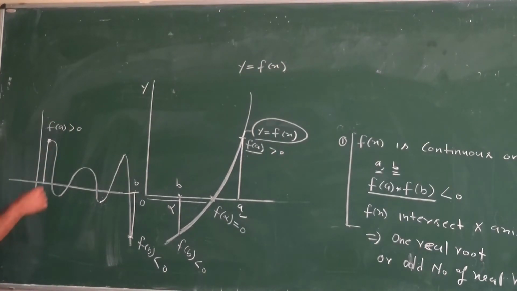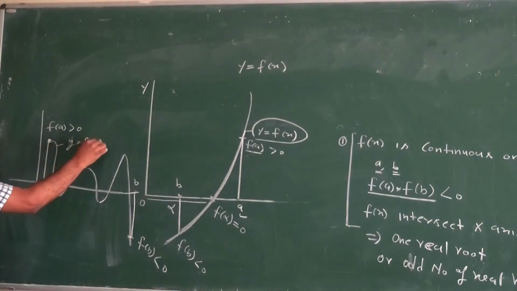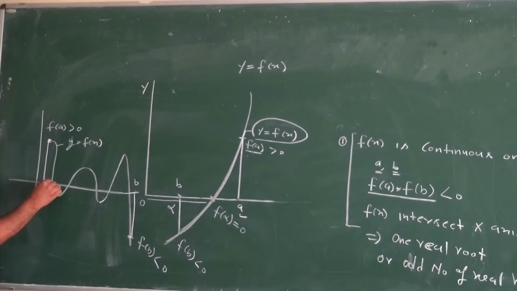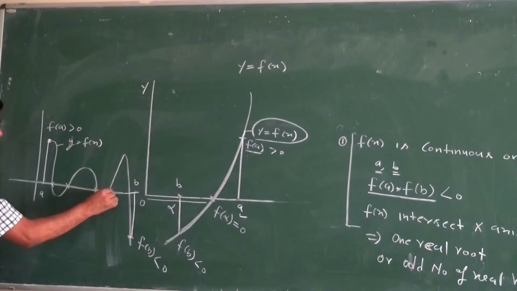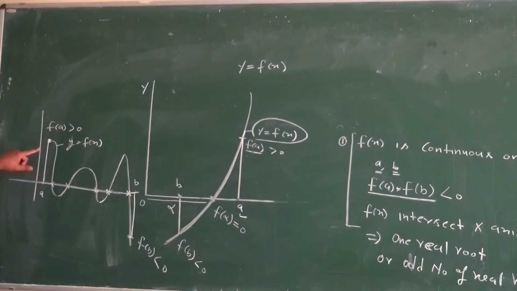So how many times does this function, y equal f(x), intersect the x-axis? This one is one time, this one is a second time, this one is a third time, this one is a fourth time, and this one is a fifth time. So now here, how many roots are there between A and B? There are 5 roots, because this function y equal f(x) intersects the x-axis 5 times. So what do you think about this one?